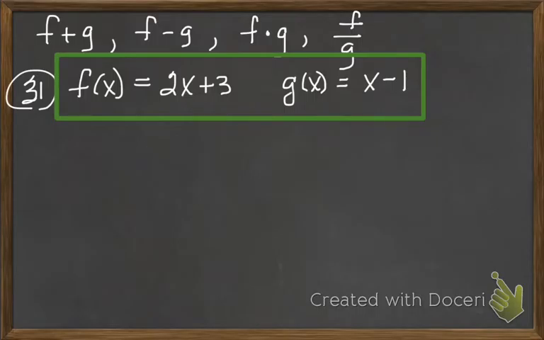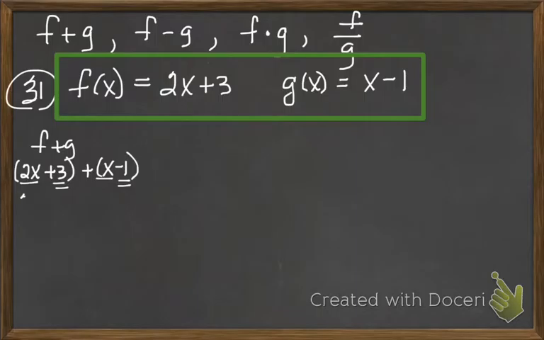Let's add these 2 functions. So if we're adding, we just get 2x plus 3 plus x minus 1. It's always a good idea to use parentheses because when you're subtracting, it's going to matter. But as long as we're adding, we can drop the parentheses and just combine like terms. So we're just adding these 2 functions together. That means the signs don't change if we're adding, and we combine like terms. So we get 3x plus 2. So when we add the 2 functions, we get 3x plus 2.